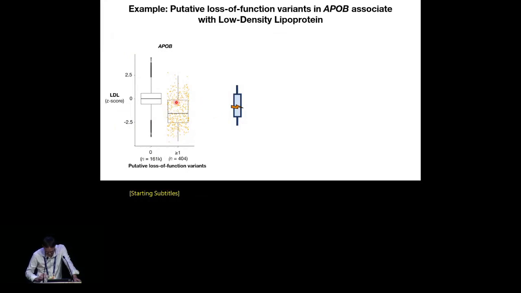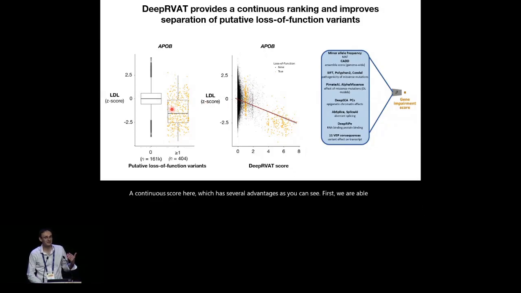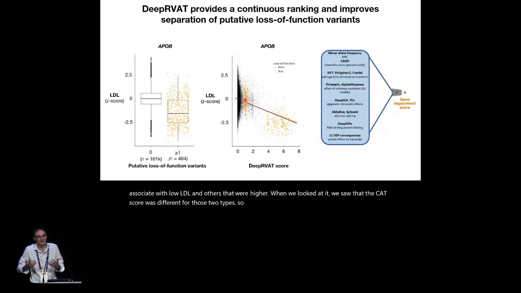so that is what you see. Now, when we train our models, deep that we have a continuous score here, which has several advantages. As you can see, first, we are able to split this putative loss of function variance into some that happen to actually indeed associate with low LDL and others that were higher. When we looked at it, we saw that the CAT score was different for those two types. So the model has learned how to integrate this.